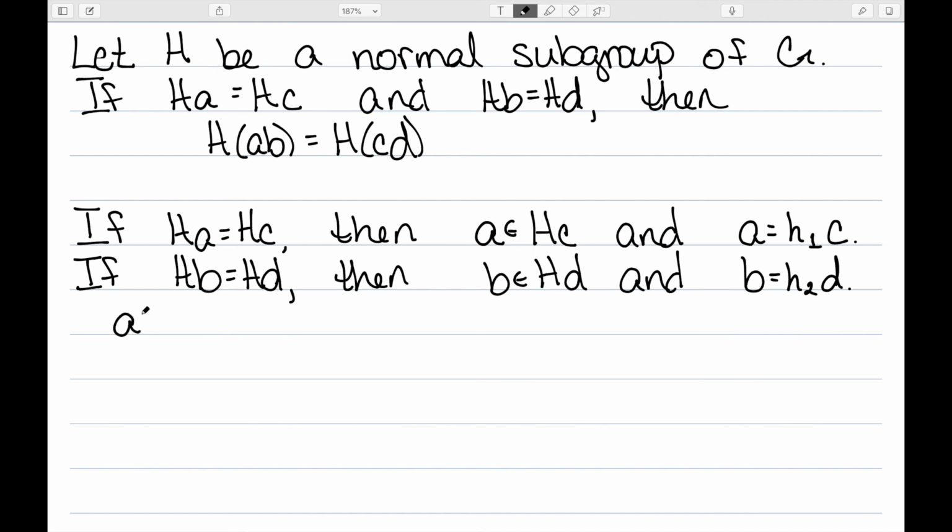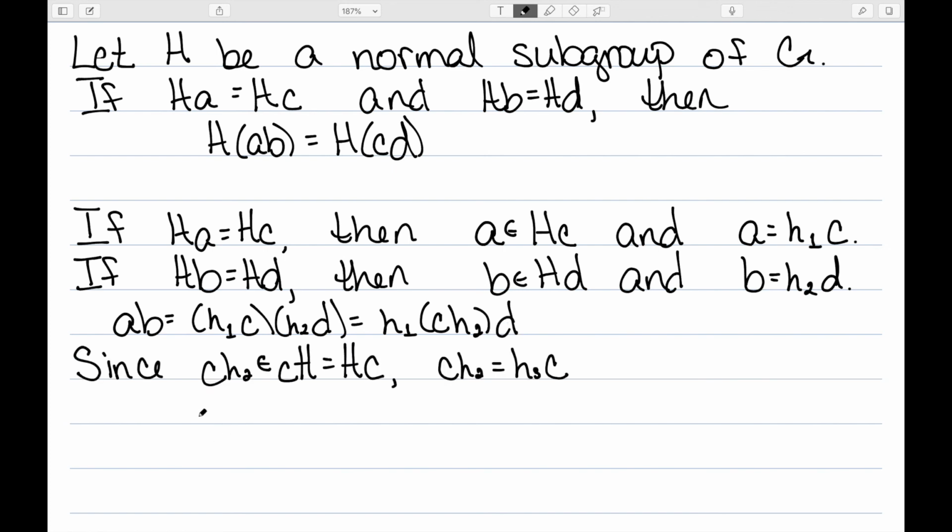This tells me that AB is H1C times H2D. We do have the associative property, so I'm going to write this as H1 CH2D. Since we know that CH2 has to be in CH since it's of the form C times an element of H, and we know that since H is normal, CH is equal to HC, we can also write it as an element in H times C, so we can also write it as H3C.